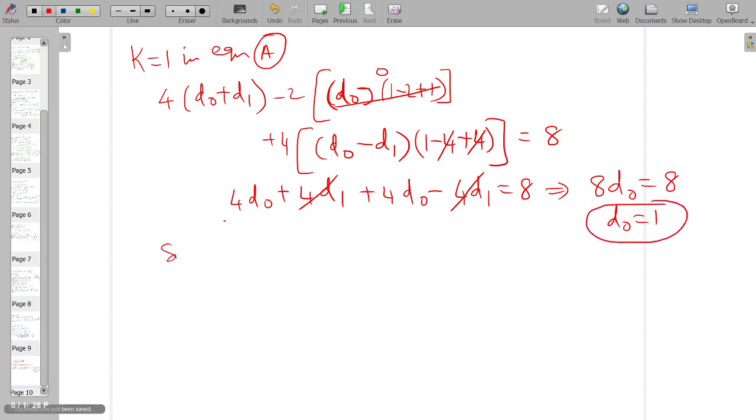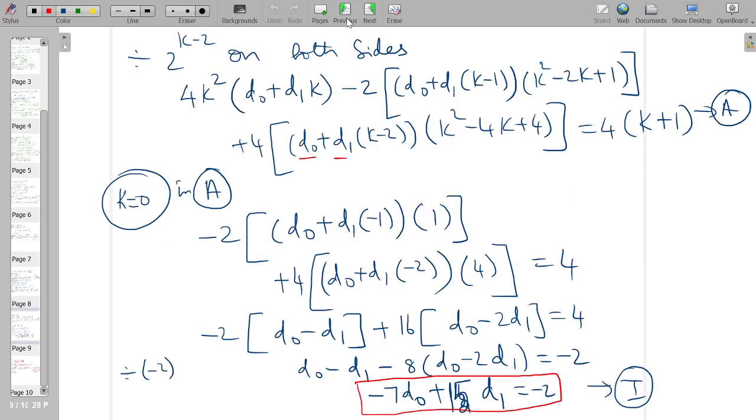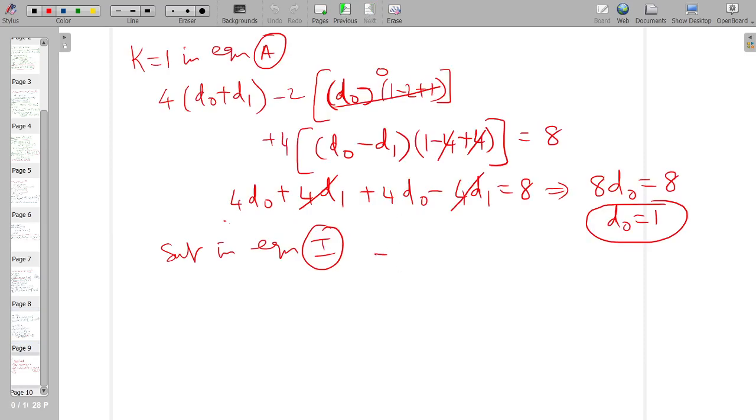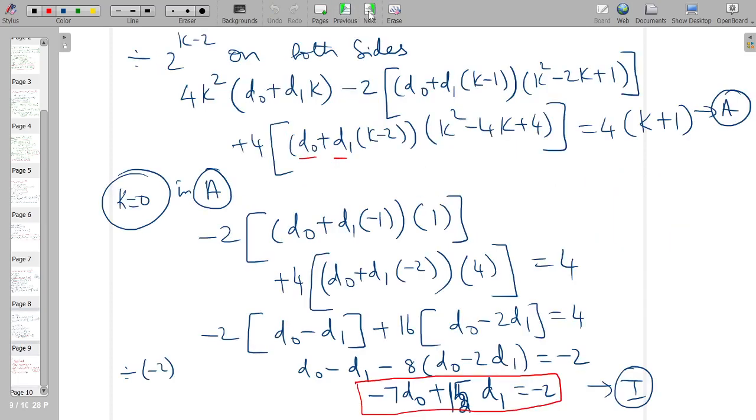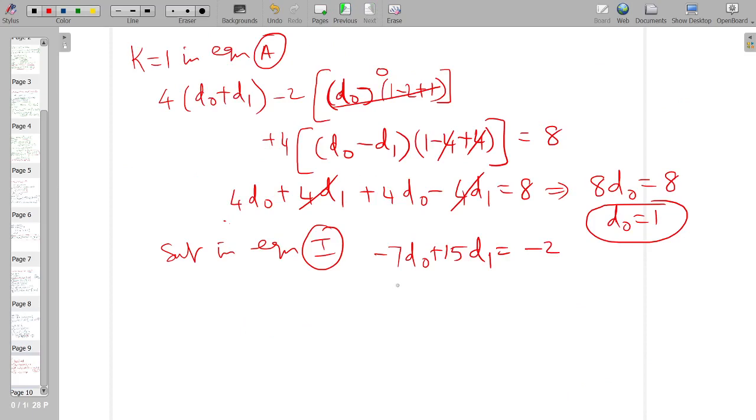Substituting in equation 1. What is equation 1? You get minus 7 d naught plus 15 d1 is equal to minus 2. So I have minus 7 plus 15 d1 is equal to minus 2, or 15 d1 is equal to 5, and d1 would be 1 by 3.